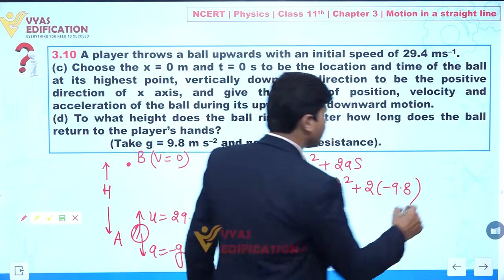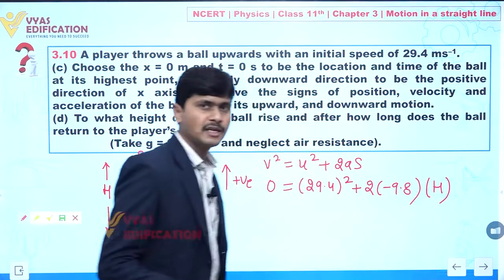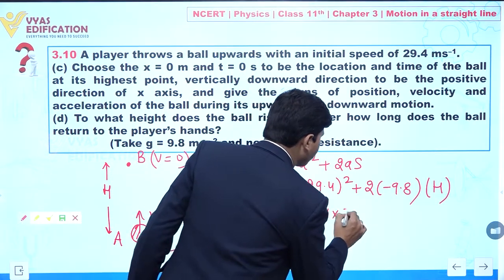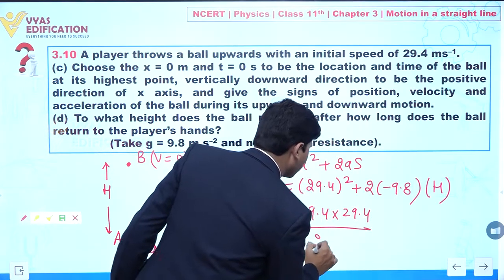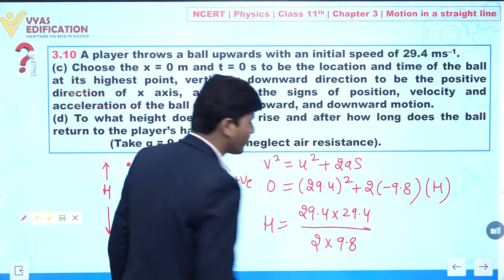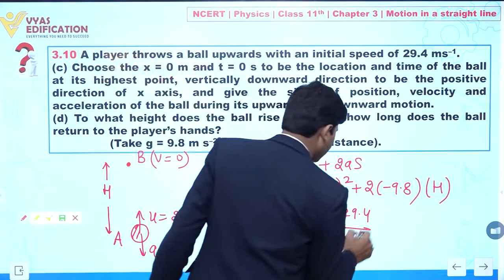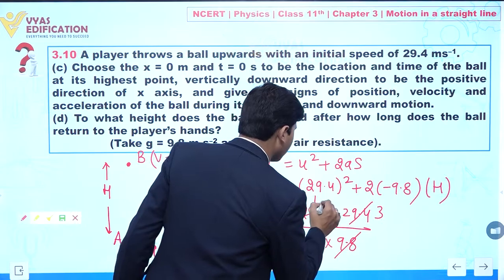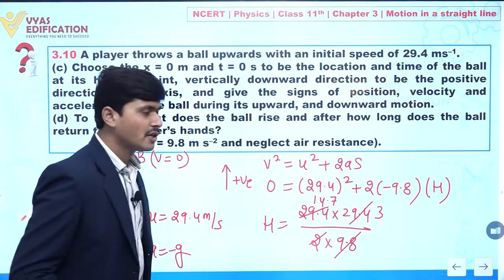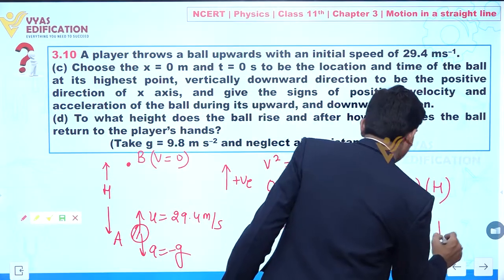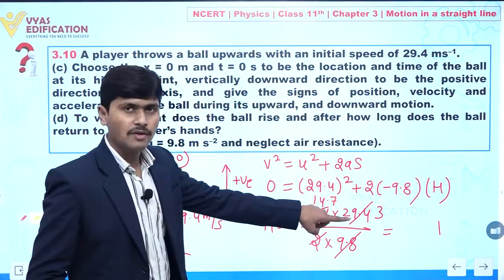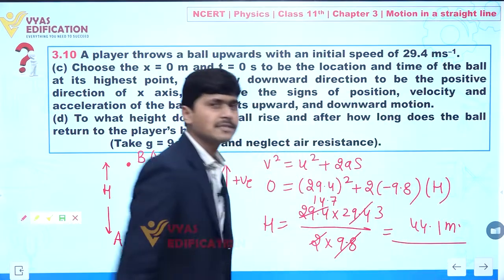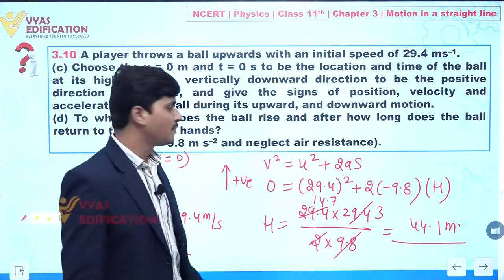Yes, and let's suppose this distance is h. Clear? From here you can write h is given by 29.4 squared divided by 2 into 9.8. Clear? Now you can say this one is what? We can say this is 3. Yes or no? And from here you can say 4.7. Clear? So if you calculate, this is 44.1 meter. Clear? So maximum height is given by 44.1 meter.